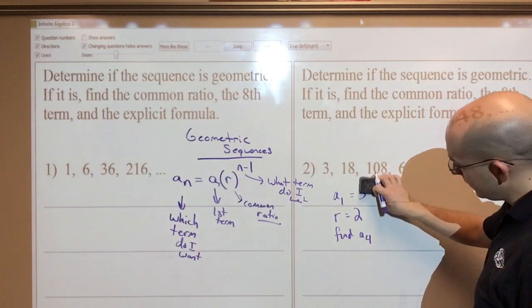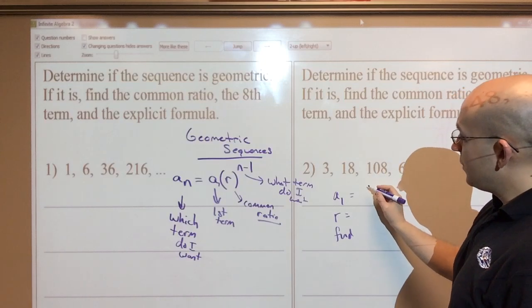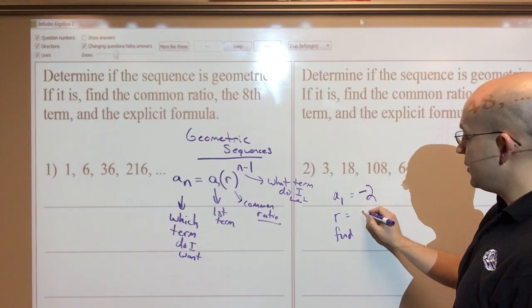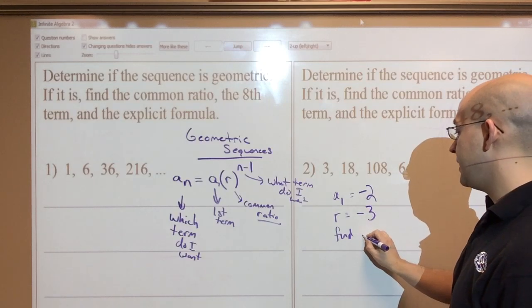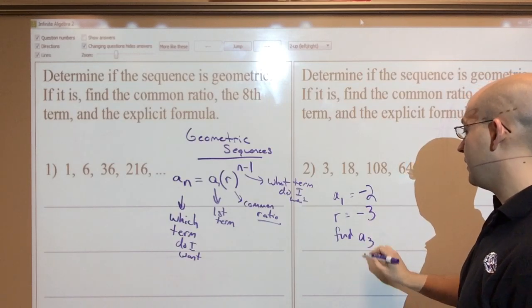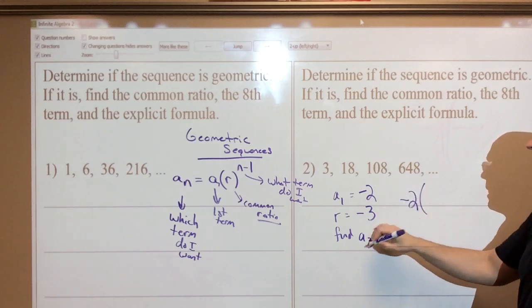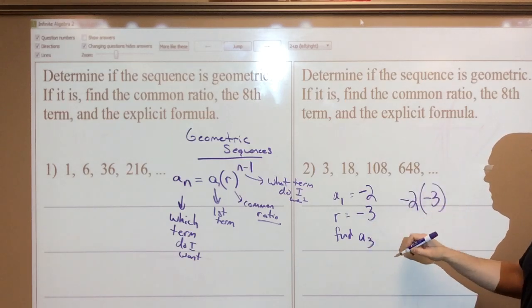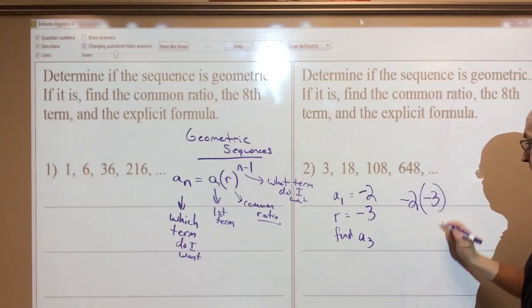Let's do one more, using this method. Let's say A1 is negative 2. The common ratio is negative 3. And I want to find A sub 3. All right? So let's plug in what we know. First term goes first. Common ratio goes in the middle. And then this is really 3 minus 1 up top, so it's going to be simply 2.